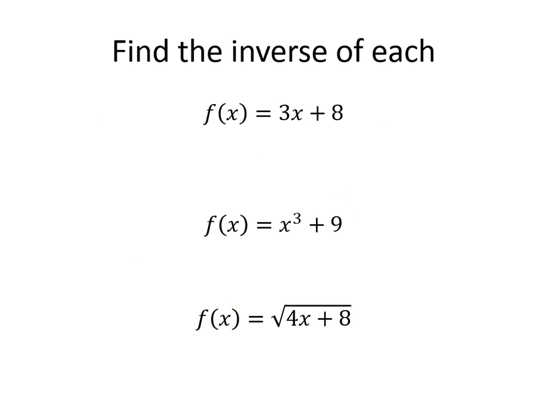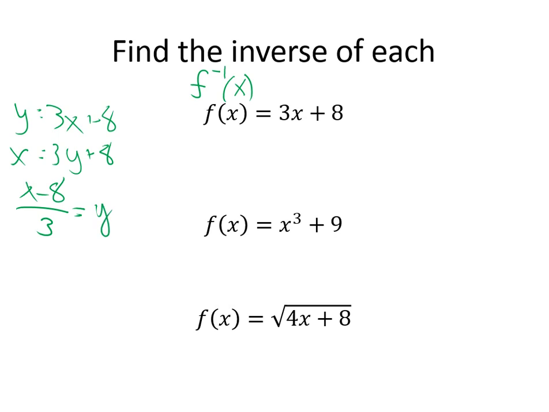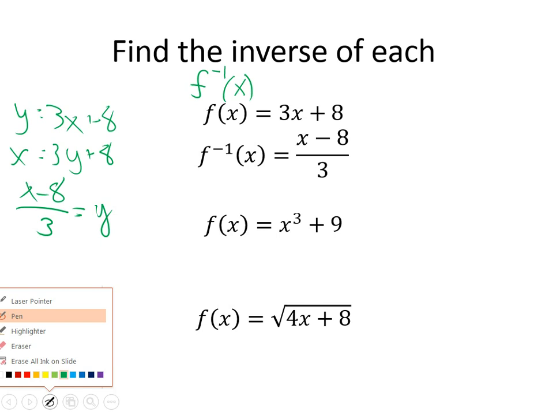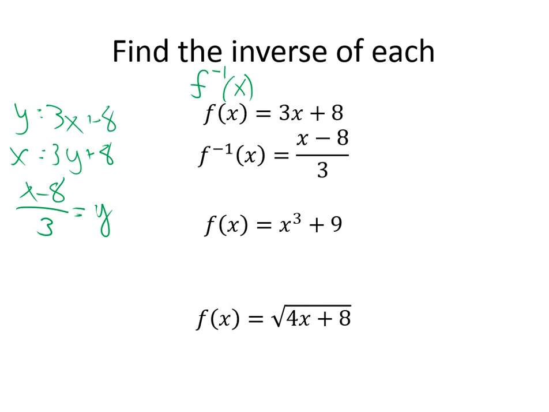Alright, so find the inverse of each of these. When you denote an inverse, it's f to the negative 1 of x. That's how we usually write our inverses. So here, this first one, we have y is equal to 3x plus 8. Take the inverse, so it'd be 3y plus 8 is equal to x. Move the 8 to the other side, x minus 8 all over 3 is equal to y. So again, all you're doing is just switching your x and y values and then solving.